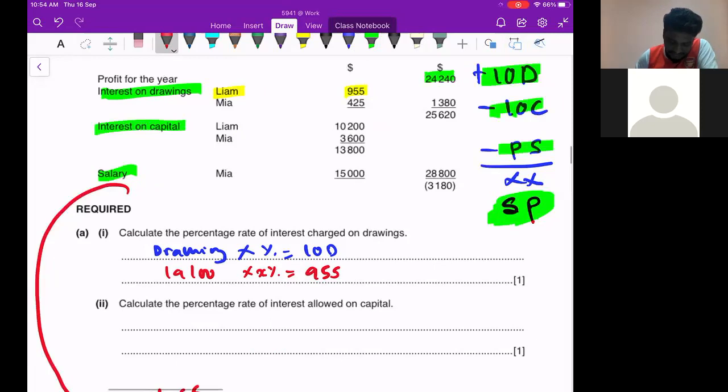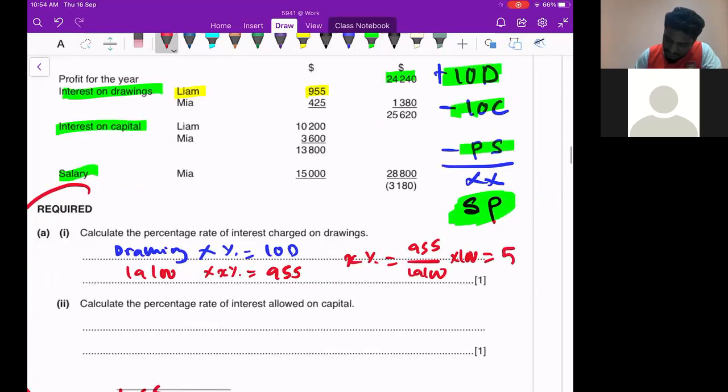So how to find the X? X percentage will equal 955 over 19,100, and of course, need to times 100. 955 divided by 19,100 times 100. I get 5%. Must write the percentage. 5%.